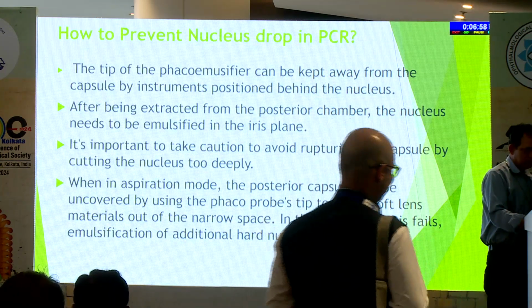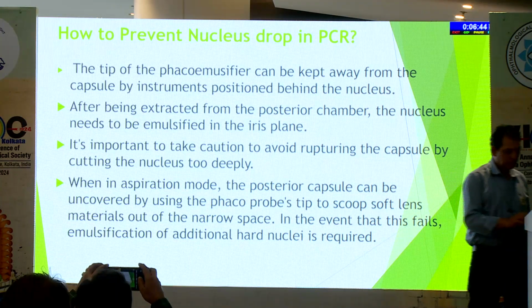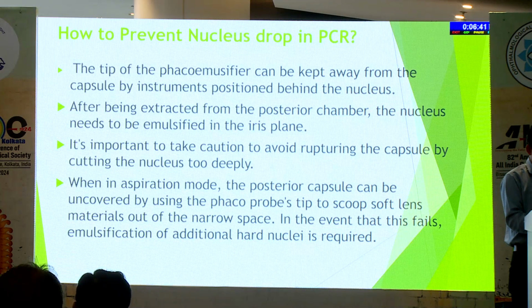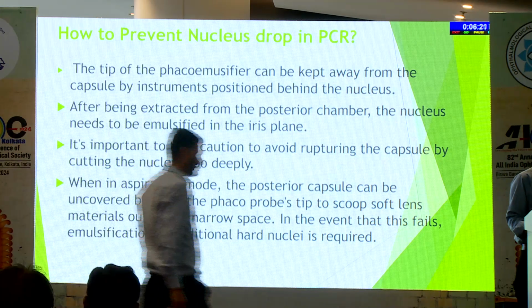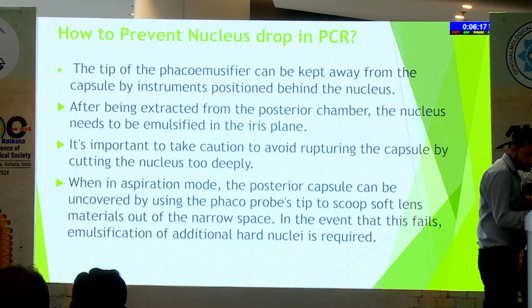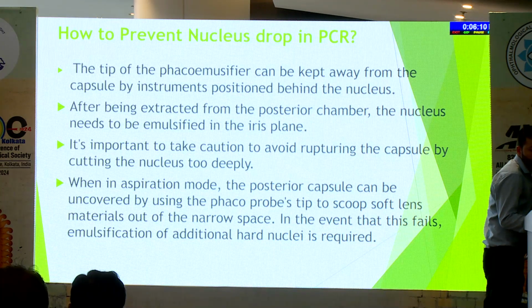If it happens, how do you proceed after the nucleus drop, after PCR? After PCR, you can still hold your nucleus and prevent it going back into the vitreous. Put the tip of the phacoemulsification away from the capsule with another instrument behind your tip or behind the nucleus. After being brought out from the posterior chamber, the nucleus needs to be emulsified in the iris plane. Try to bring it anteriorly, or with little suction hold the nucleus anteriorly and take it into the anterior chamber. If it is soft, you can manage it there in the iris plane. If it is hard, it is better to convert to SICS and take it out through the anterior route, which is easier and less complicated.